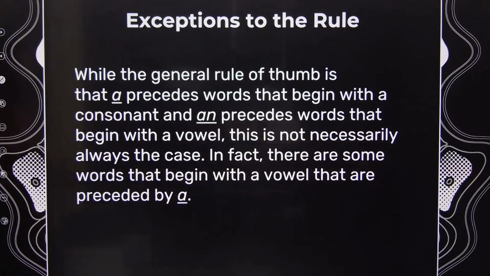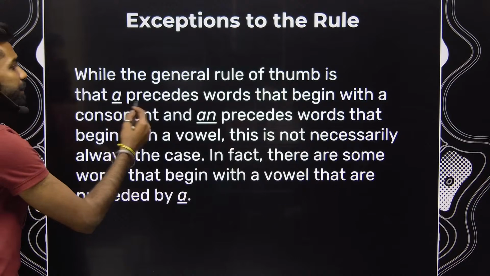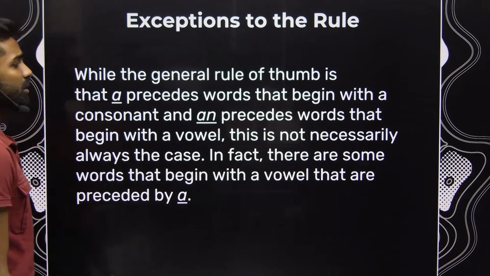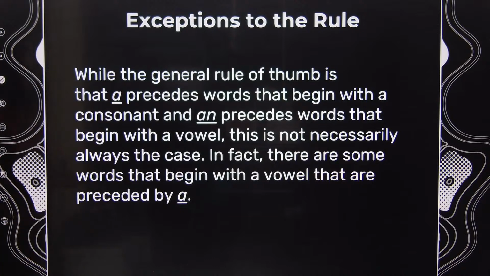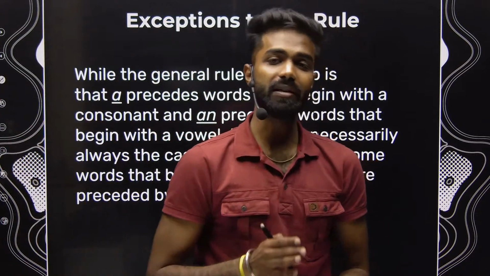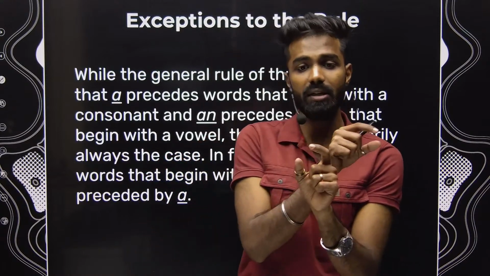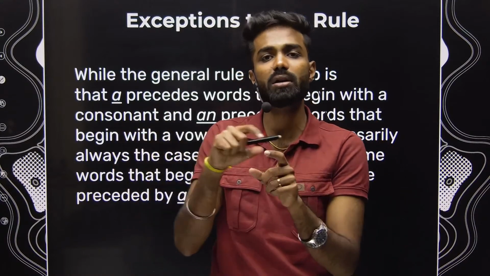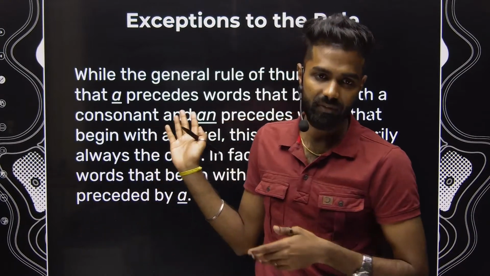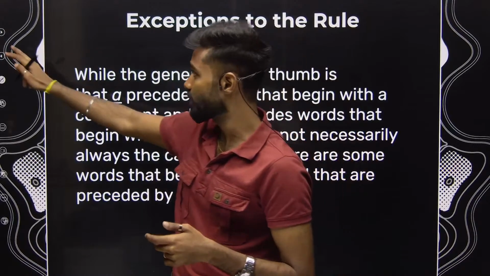So, exceptions to this rule. While the general rule of thumb is that "a" precedes a word that begins with a consonant, and "an" precedes a word that begins with a vowel, this is not necessarily always the case. In fact, there are some words beginning with a vowel that are preceded by "a". They're saying that not all vowel-starting words take "an", and not all consonant-starting words take "a". Even we have seen it. So these are the exceptions they are talking about.